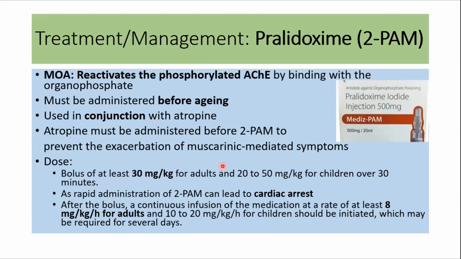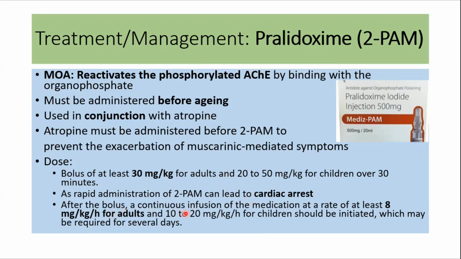The next medication for OP poisoning is pralidoxime or PAM. This drug reactivates the phosphorylated acetylcholinesterase by binding with the organophosphate, but it must be administered before aging, because if it's administered after aging, it will not be effective to reactivate this enzyme, acetylcholinesterase. It's always used in conjunction with atropine, and the bolus dose is at least 30 mg per kg for adults. This drug should not be administered rapidly because it can lead to cardiac arrest.